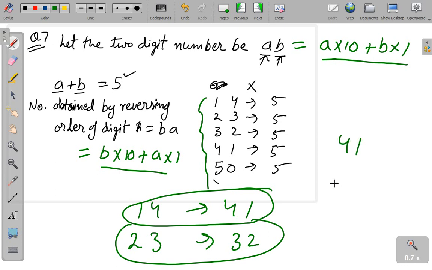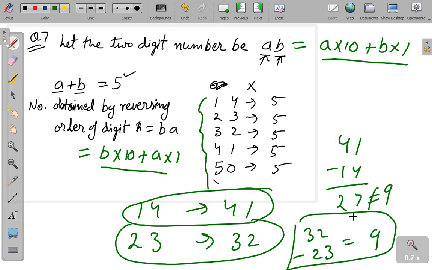So if we subtract 41 and 14, we will get 27, which is not equal to 9. But if we subtract 32 and 23, you will get 9. 32 minus 23 will be 9. So this is our required answer. Our original number is 23, and on reversing the order of the digits we will get 32. Okay.